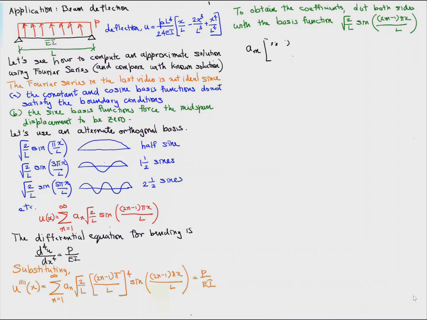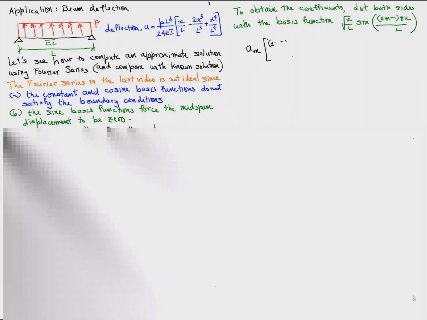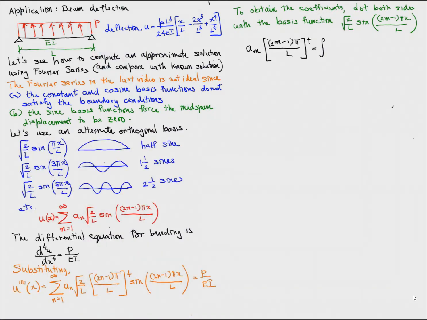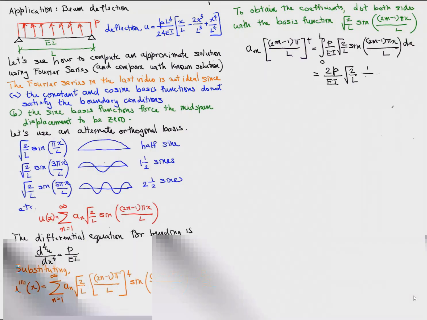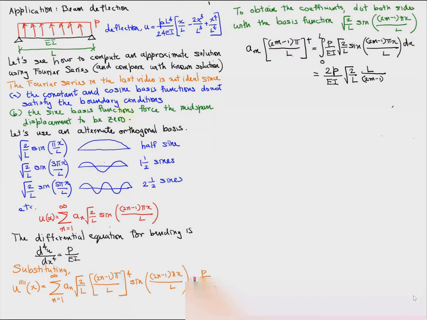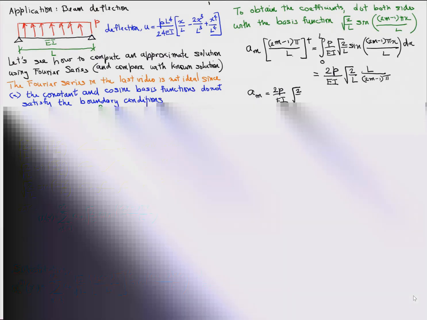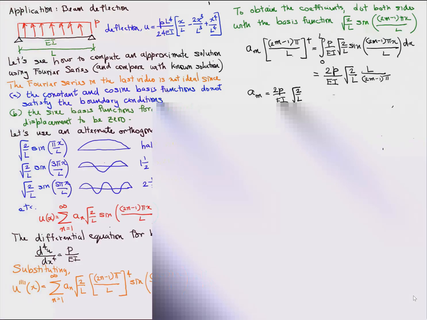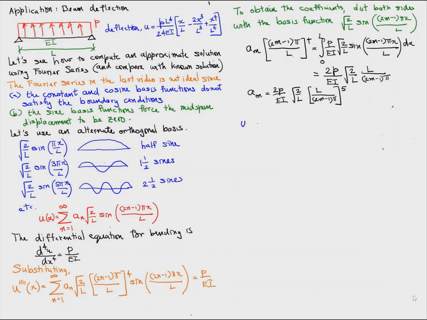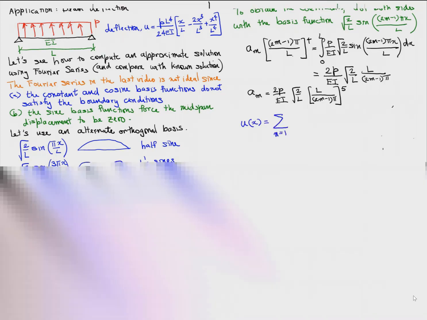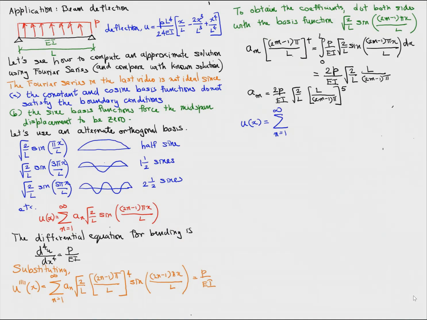Now, to compute the coefficients a_n, we have to dot both sides with the corresponding basis sine function. So to compute, let's say, the mth coefficient, we dot both sides with square root of 2 over L times sine (2m minus 1) pi x over L. And if we do that integral, we get this. So from this, we can compute a_m equals 2P over EI times the square root of 2 over L times the quantity L divided by (2m minus 1) pi, the whole to the power of 5.